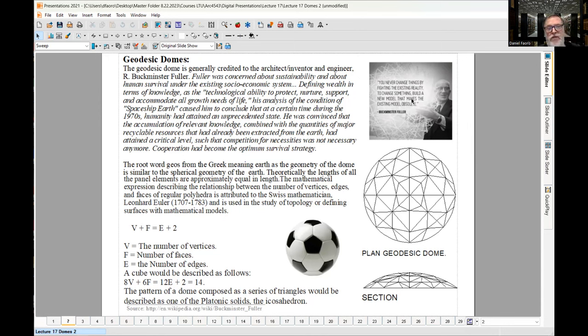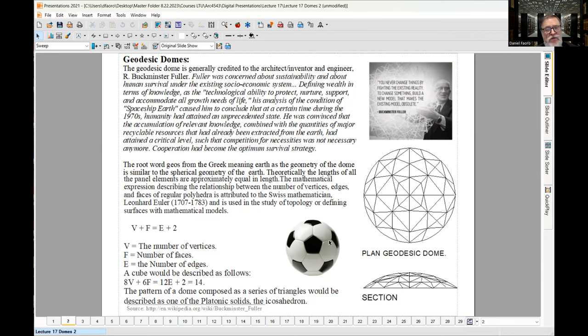And so his idea for these geodesic domes was essentially minimization of material and optimum efficiency, if you will. The root word geo in geodesic means the geometry of the dome will be similar to the spherical geometry of the Earth. Theoretically, all lengths of panel elements would be about equal in length, but they're not really. In the case of geodesic domes, they look that way, but they're somewhat varied.